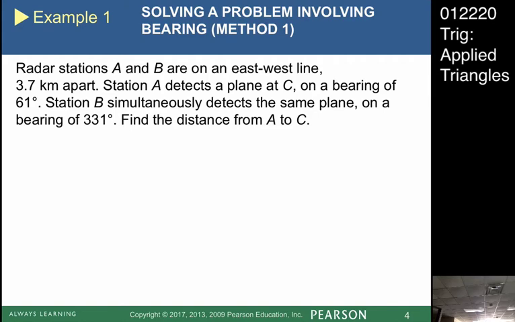How far away is the airplane at C from A? Oh man, it's pretty much all the information they've given us, isn't it? Everything they gave us is on the map. Well, let's think about this for a second. What do we think that angle is? This angle. Can we figure out what that angle is?